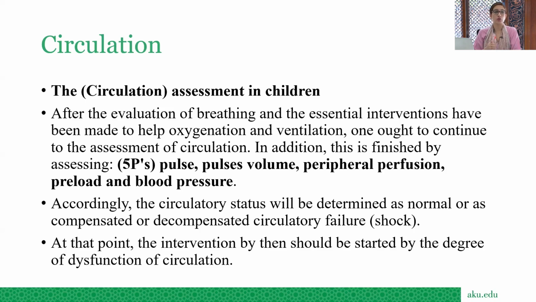The pulse volume is also important, whether this is a thready pulse, a full volume pulse, or a bounding pulse, because that may dictate the clinical condition that the child is in. Peripheral perfusion, preload, that's the volume status of the child, dehydrated or adequately hydrated, and blood pressure. So these are the 5 Ps that one needs to understand, recognize, and evaluate once we are dealing with circulation of a sick child. Accordingly, the circulatory status will be determined as normal, compensated, or decompensated shock. And then the intervention should start by the degree of dysfunction of circulation.